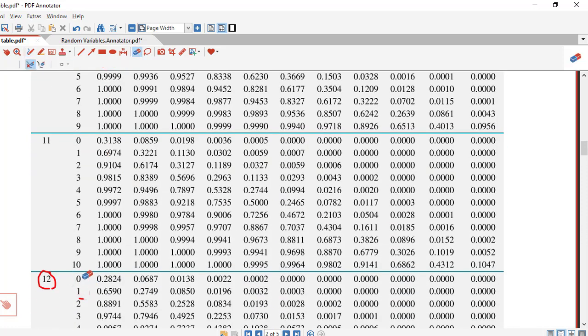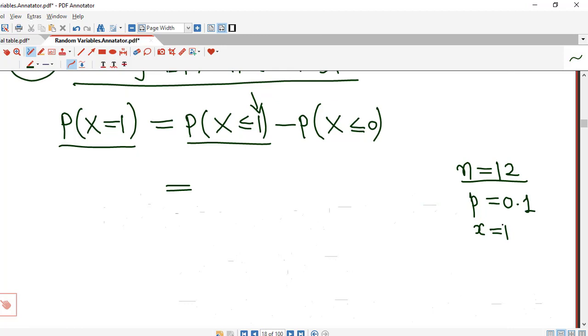So we can see here we have n equal to 12, and this small x is nothing but 1, and probability of success is 0.1. So under n equal to 12 we have to look for x equal to 1 and p equal to 0.1.